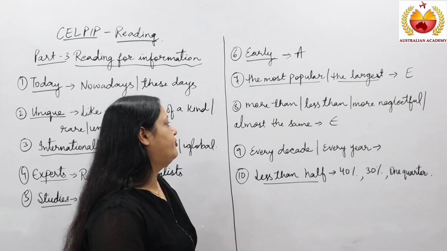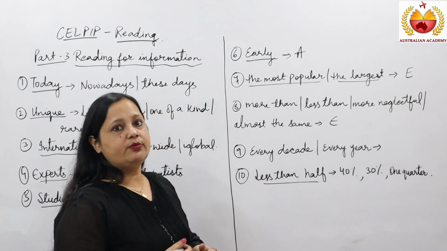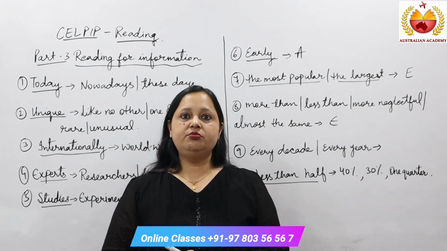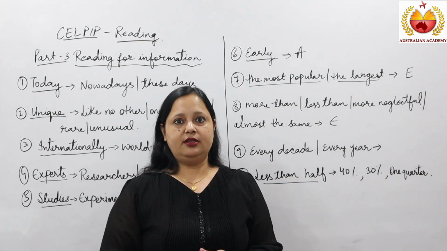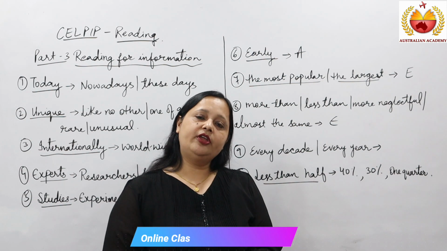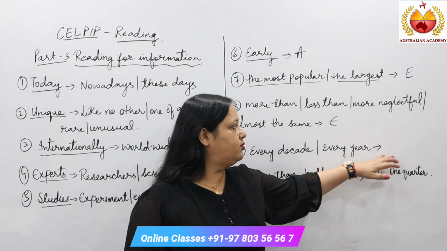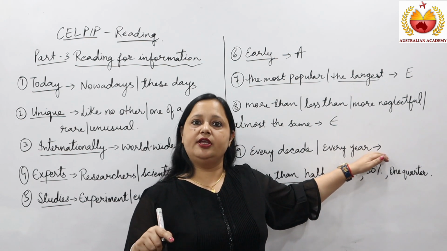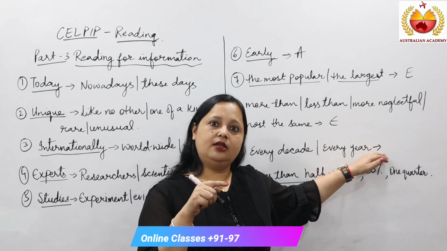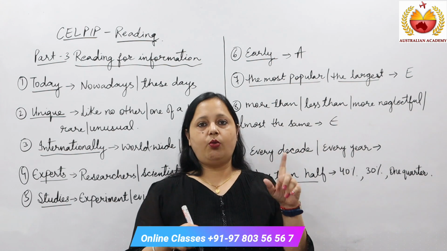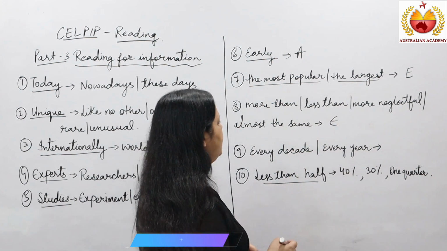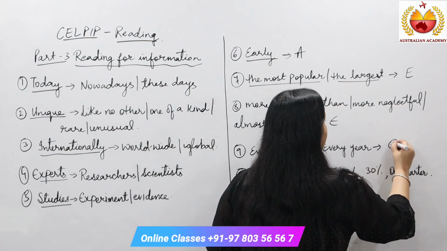Then we have like every decade, every year. So something keeps happening again and again after a certain period of time, or periodically. So if something happens every year, every decade, now they don't give this information about every decade or every year. They must have given information about one particular time, but not a recurring happening. So here also the answer would be E.